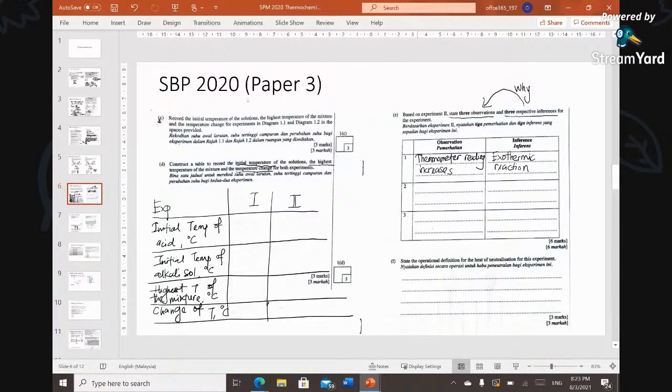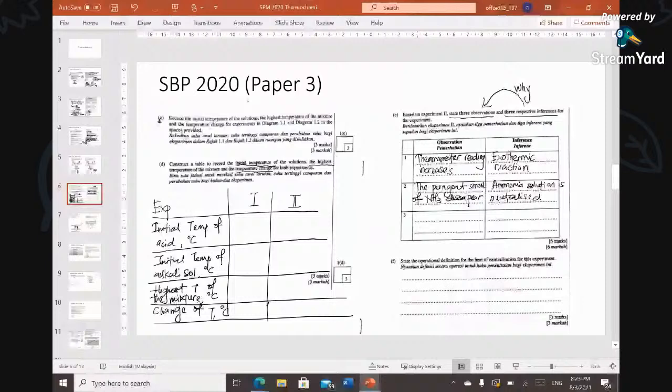Okay, number 2, second observation, ammonia has a smell. So how do you write down the smell? You have to describe the smell as pungent smell. Okay, so the pungent smell of ammonia will disappear. So why does the pungent smell disappear? Ammonia solution is neutralized.